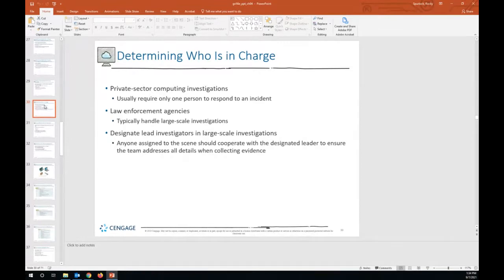You also want to determine who is in charge. Private sector computing investigations usually require only one person to respond to an incident. Law enforcement agencies typically handle large-scale investigations, so you need to designate a lead investigator in large-scale investigations. Anyone assigned to the scene should also cooperate with the designated leader to ensure the team addresses all details when collecting evidence.